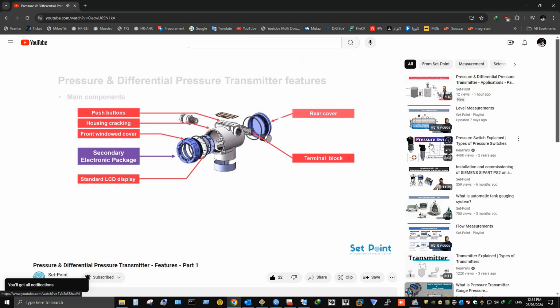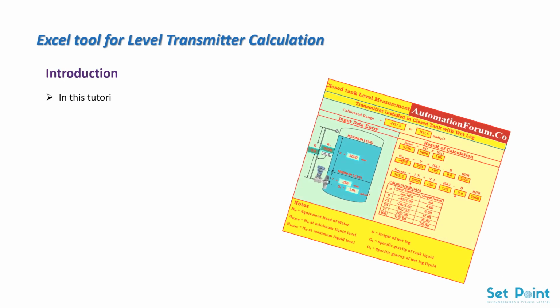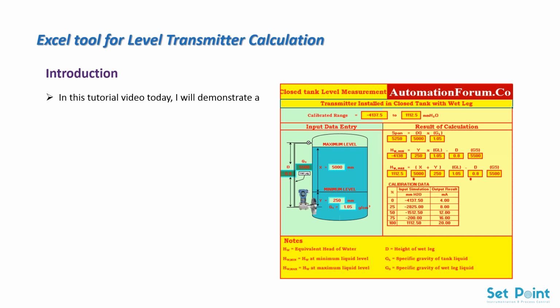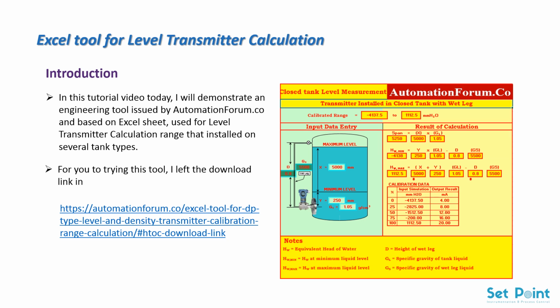Now let's get started. Excel tool for level transmitter calculation. In this tutorial video today, I will demonstrate an engineering tool issued by automationforum.co and based on an Excel sheet, used for level transmitter calculation range that is installed on several tank types. For you to try this tool, I left the download link in the description box of this video below.